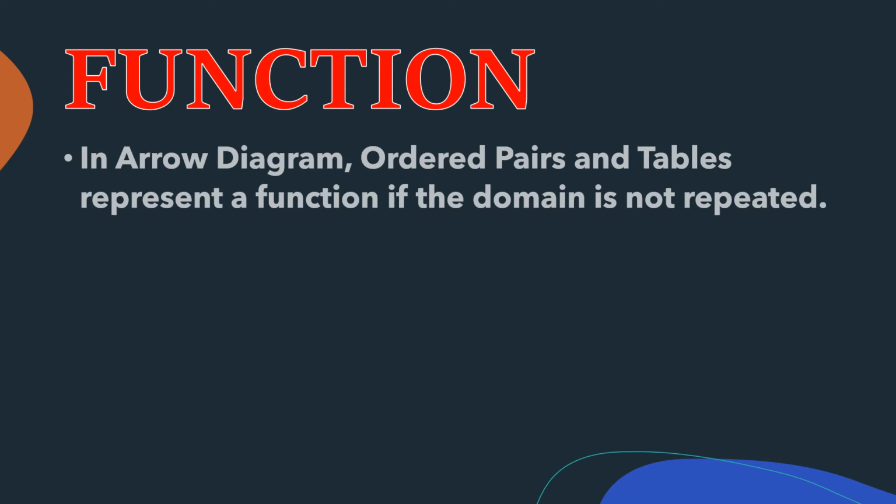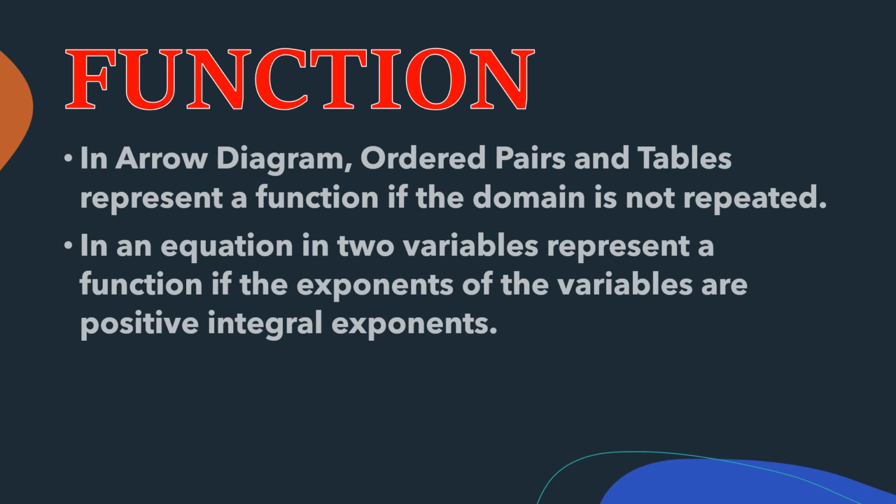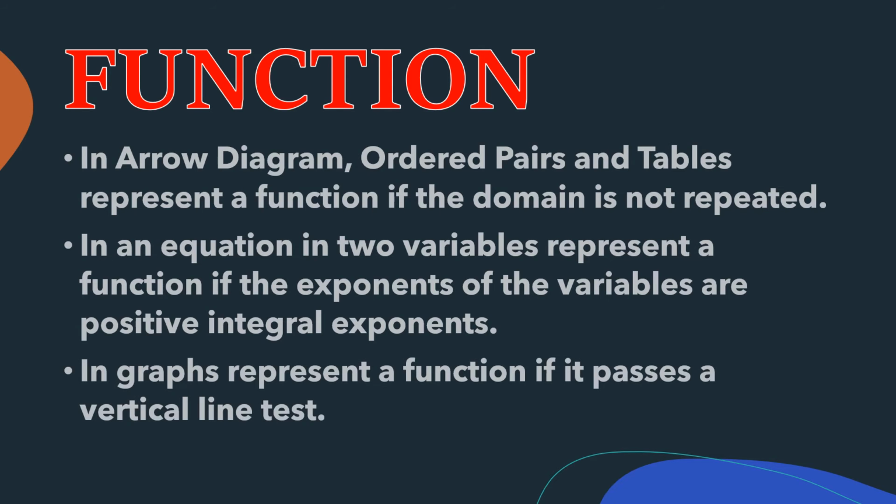If we have a relation, we also have a function. A function in an arrow diagram, ordered pairs, and tables represents a function if the domain is not repeated. An equation in two variables represents a function if the exponents of the variables are positive integral exponents. And a graph represents a function if it passes the vertical line test.